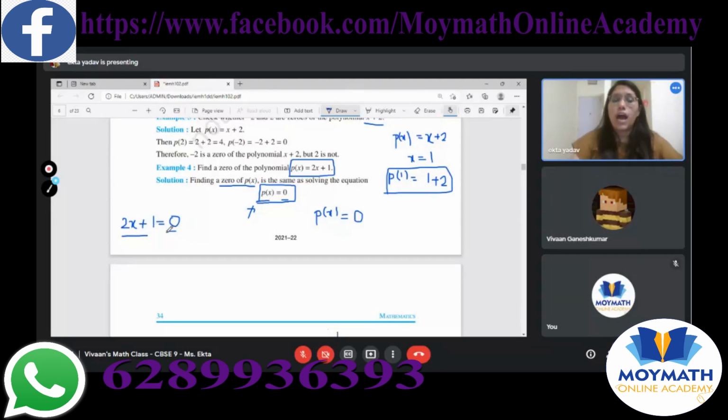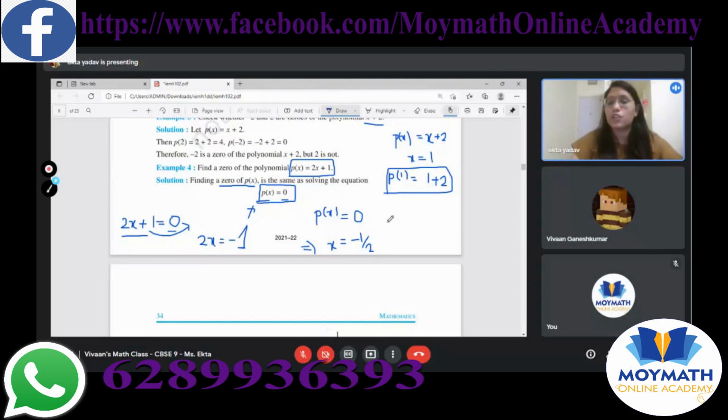Now, how are you going to solve it? I will take my 1 to the other side. So it will become 2x is equal to minus 1. Right? And then 2 is in the multiplication, so it will give me x is equal to minus 1 by 2. Right? So now check, minus 1 by 2 is 0 or not. Put minus 1 by 2 in the polynomial.